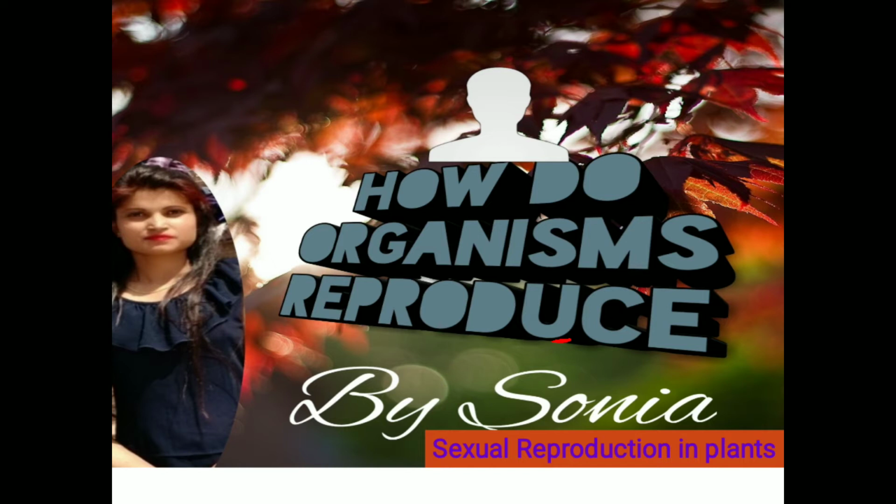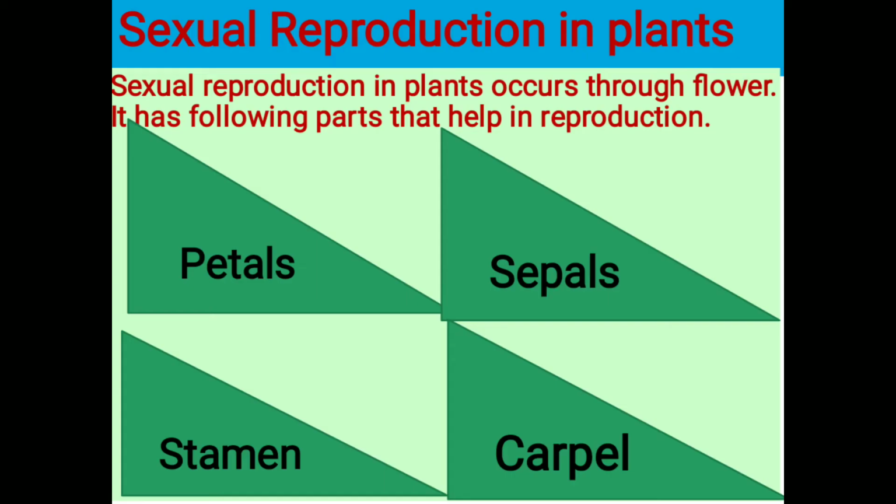In angiosperms, flowers are modified for sexual reproduction. Thus it is through the flower that sexual reproduction takes place in plants. So for sexual reproduction, a flower has the following parts. First one is petals, second one is sepals, then stamen, and last one is carpel. These parts help in sexual reproduction.